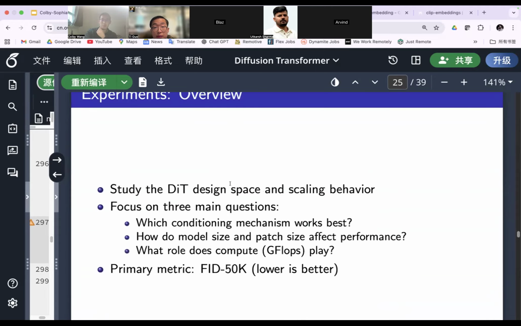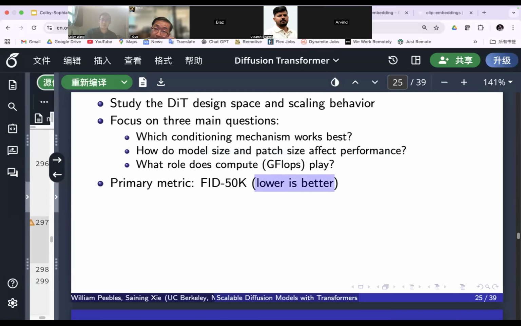What they want to study are different kinds of designs and the scaling behavior. They focus on three questions: which conditioning mechanism works the best? How do model size and patch size affect performance? And what role do the GFlops play, like how many floating point operations? The generation metric is FID 50K. Remember that this is a way to compare your generated images to the real images, and you hope that the distributions are closer. Lower is better.